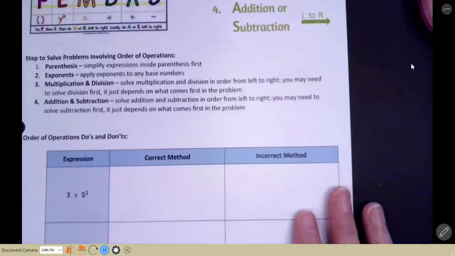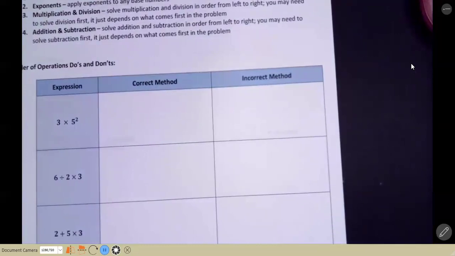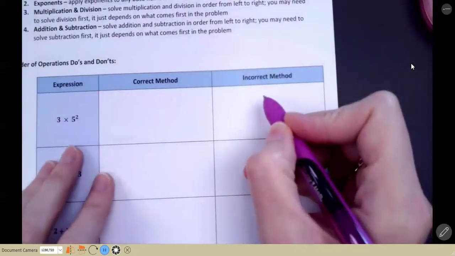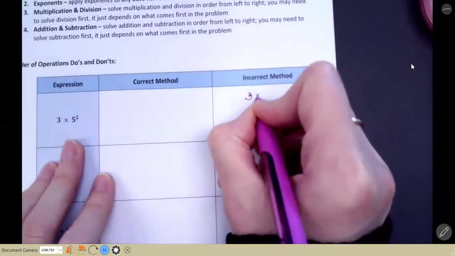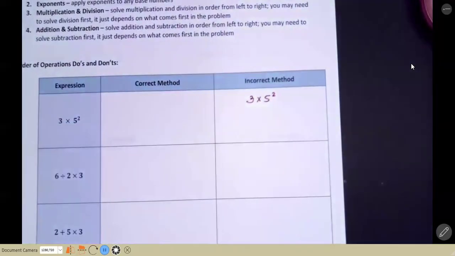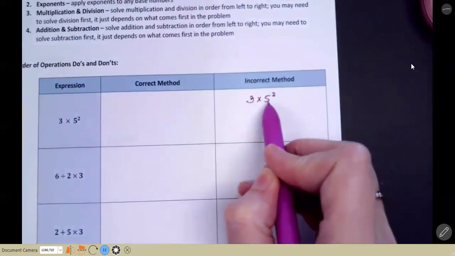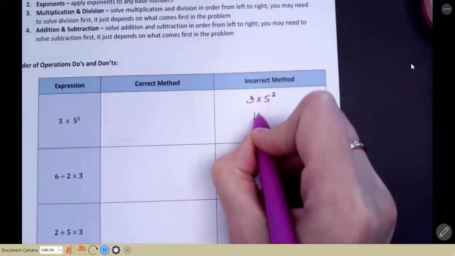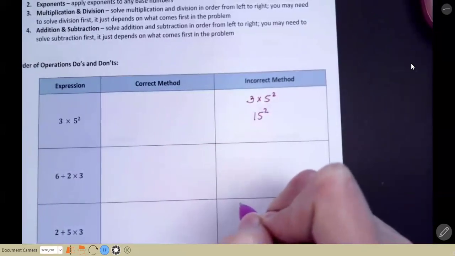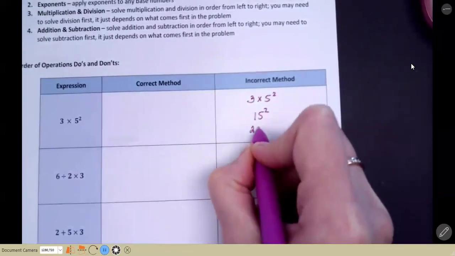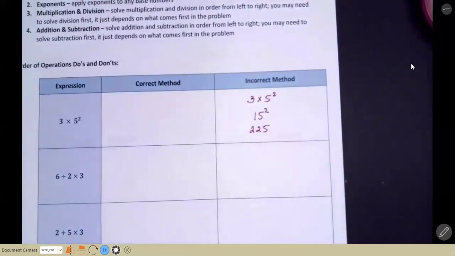So let's go down to the box. We are given an expression. We are going to solve it the correct way and we are going to solve it the incorrect way. So I am going to start over here in the incorrect way and I'm going to rewrite the problem as it is. And I'm going to show you a way that some students might try to solve this that would be incorrect. The first thing is sometimes students will multiply 3 times 5 and get 15 squared. And then 15 squared is 225.